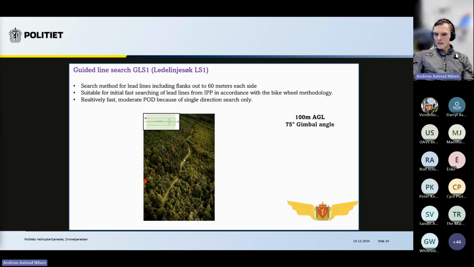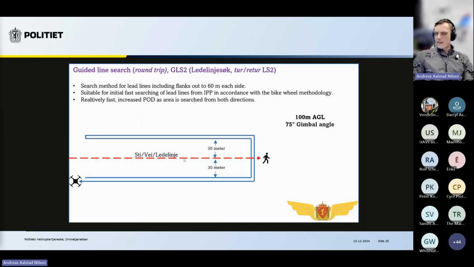This is what it might look like in a forested area. The same search pattern can be done in reverse as well. We do it once on one side, search the return, and then do it all in reverse to make sure that we see the terrain from two celestial angles. This is the guiding line search 2 with the round trip. The round trip increases the probability of detection. So it's relatively fast, and it's a good way to search along a trail or a path or a river or some sort of leading line from the leading line itself out to approximately 60 meters on each side.